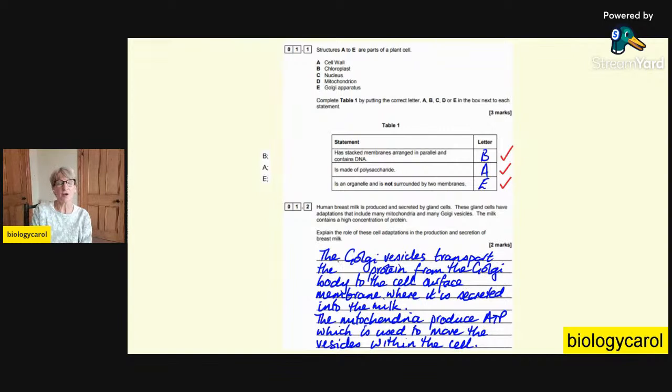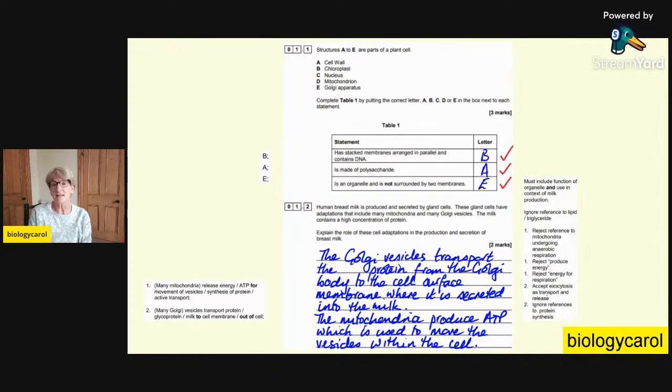So this is what I wrote. Here is the mark scheme. And here are the examiner's little notes. And therefore, this is where I got the mark point 1. Sorry, I forgot that this is what I said. It talked about the ATP being used to move the vesicles. Notice that synthesis of protein is also another one. And that the Golgi vesicles transport the protein, or the modified protein. That's why you've got glycoprotein here.